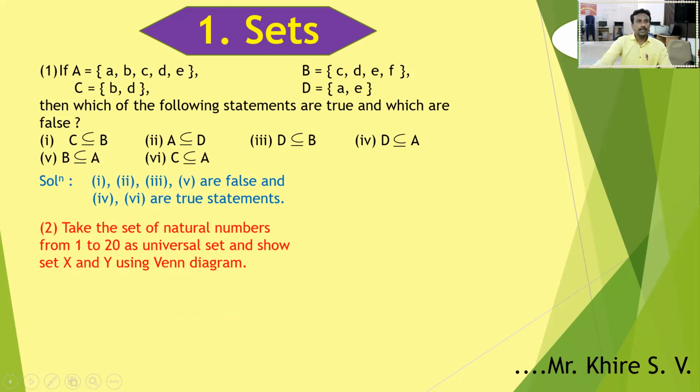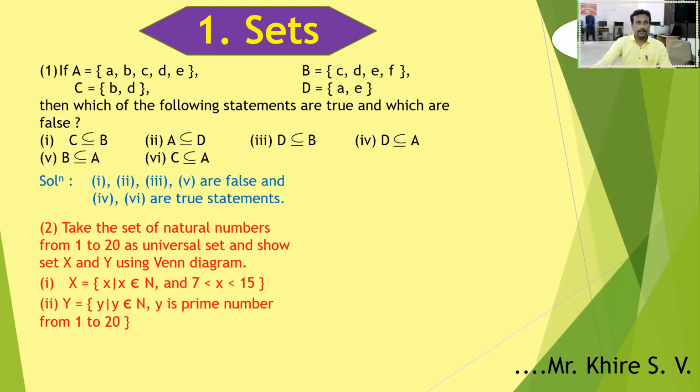Question number 2. Take the set of natural numbers from 1 to 20 as universal set and show set X and set Y using Venn diagram. Set X is given. X is a set of x such that x belongs to N and 7 is less than x is less than 15. Y is a set of y such that y belongs to N. y is a prime number from 1 to 20.